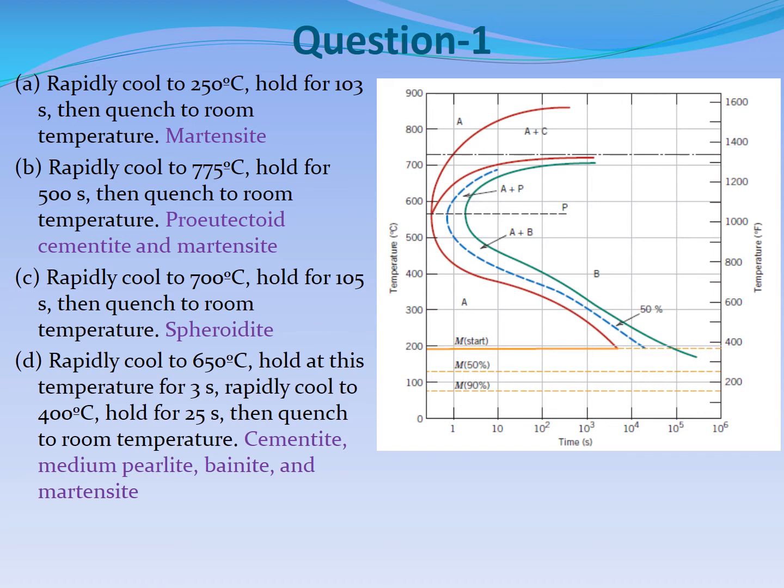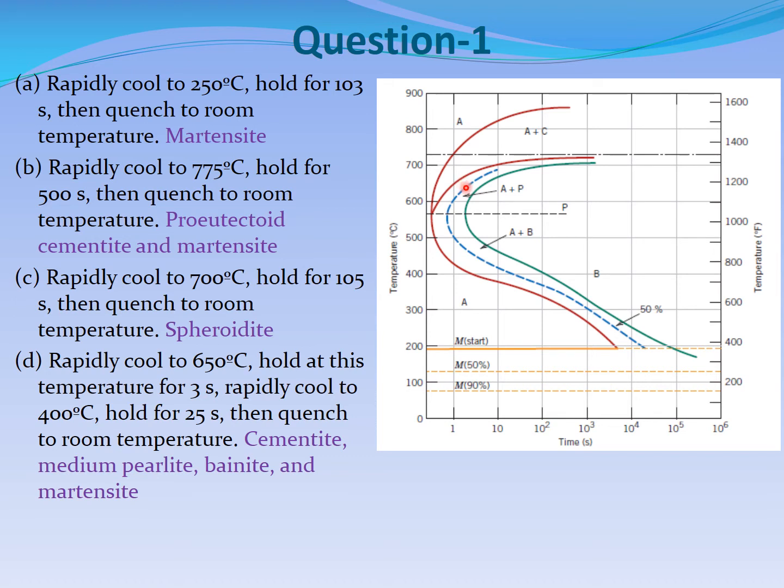D, rapidly cool to 650, hold at this temperature for only 3 seconds, then rapidly cool to 400, hold at this temperature for 25 seconds, then quench to room temperature. So it is this line, right? This line is almost 1 point something. So you go to 650. Now this is 600, this is 650. And only 3 seconds. So you go here.